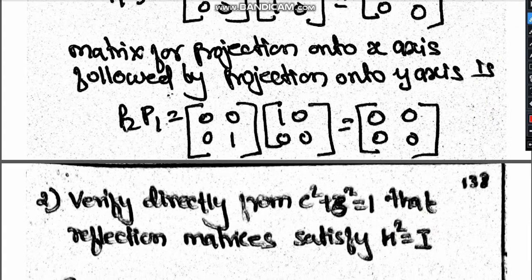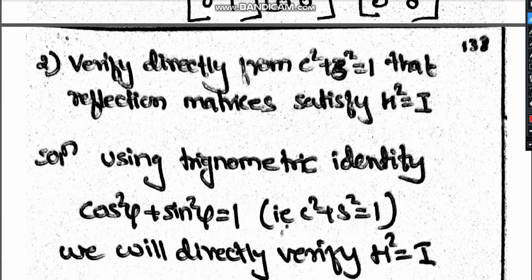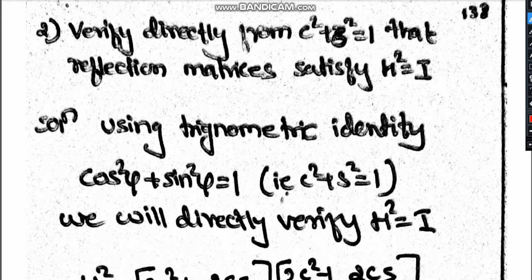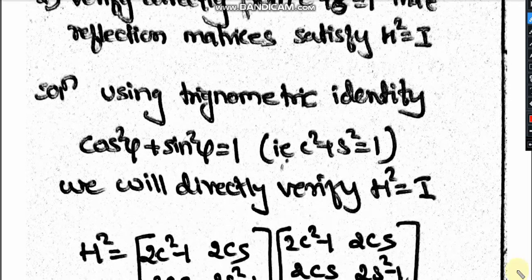Next problem is: verify directly from c square plus s square equals 1 that the reflection matrix satisfies H square equals I. You have to show that reflection squared is equal to the identity matrix. So you know the trigonometric property that cos square theta plus sin square theta equals 1. Instead of theta, we have taken it as phi here. So you have this property, and you can write it as c square plus s square equals 1, and you have to prove this using this property.